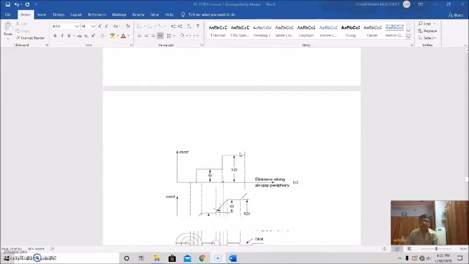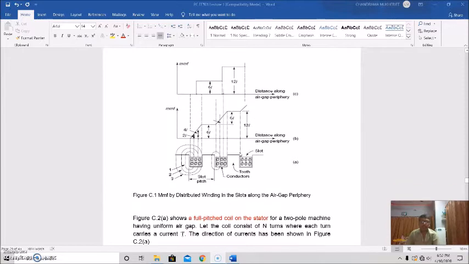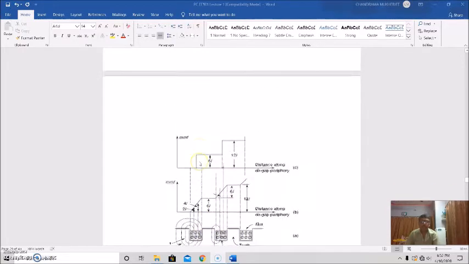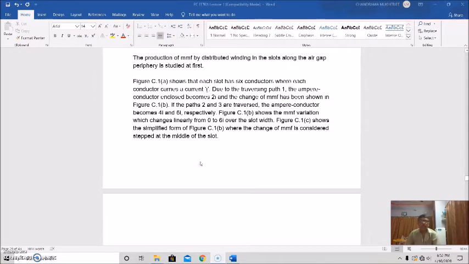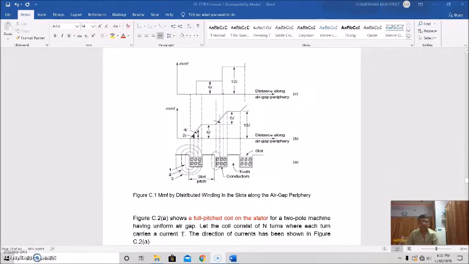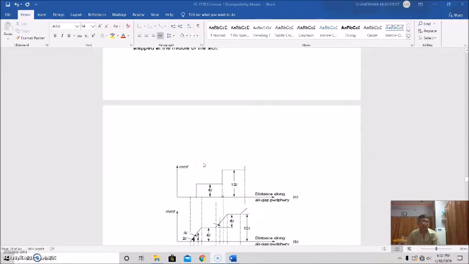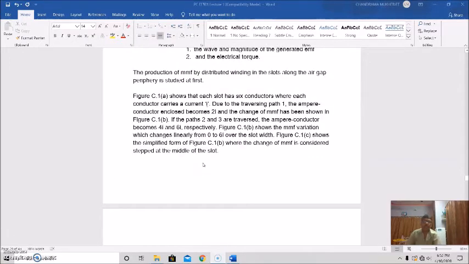Let us suppose this figure A. Each slot has 6 conductors, where each conductor carries the current I. See, this is slot, this is teeth of an armature winding. Say in the slots there is double layer winding, say 6 conductors, top 3, bottom 3, and in this way. Each conductor carries a current I.